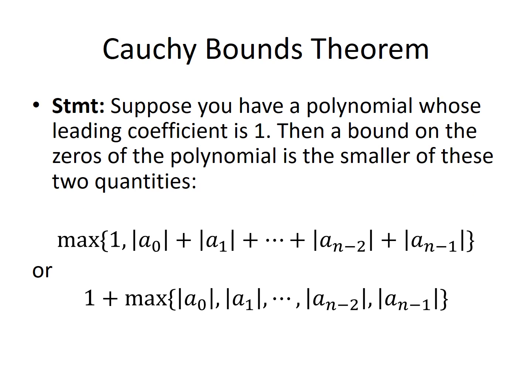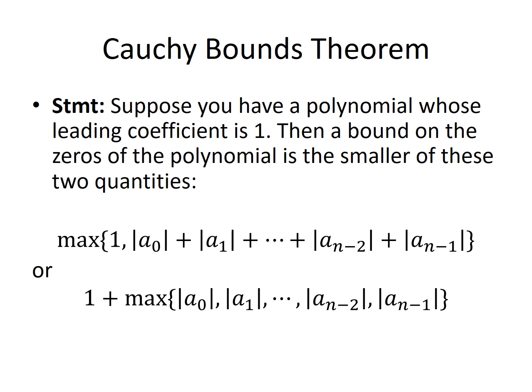The Cauchy bounds theorem is stated below. Suppose you have a polynomial whose leading coefficient is 1. Then a bound on the zeros of the polynomial is the smaller of these two quantities. So you may consider either the maximum value of 1 or the sum of the absolute values of all of the coefficients of the polynomial except the leading coefficient. That is one of your choices.